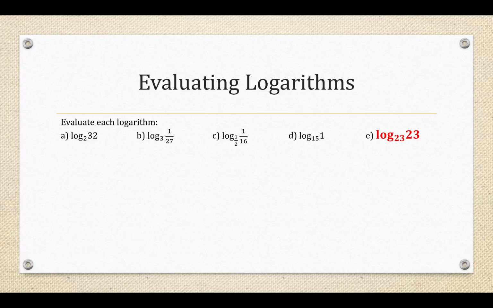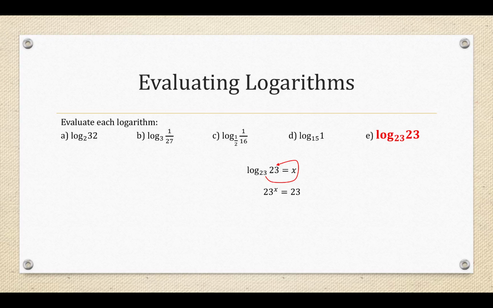Now looking at example E, again, same process. We write down our statement of log base 23 of 23 is equal to x. We rewrite that into index form so that we have 23 to the power of x is equal to 23. We're using the same base in both the logarithm form and the index form. And we're going to use scorpion tail to ensure that we've got that correct.